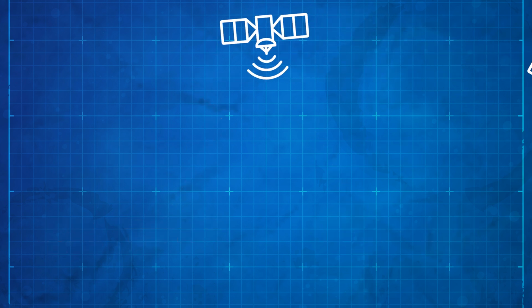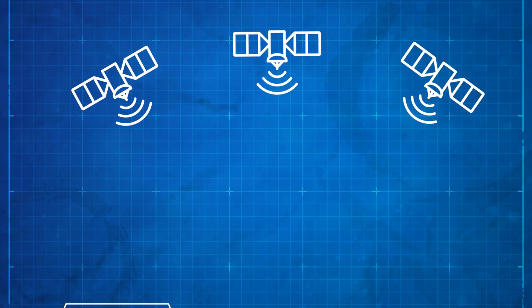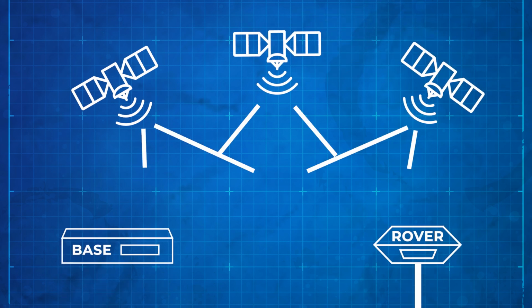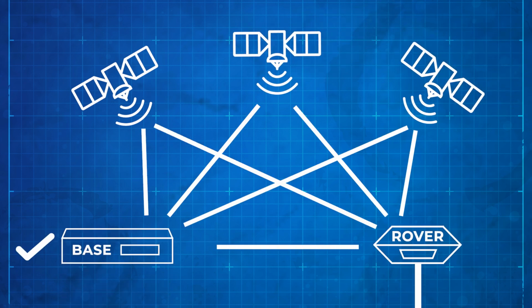Any RTK system, and the increased accuracy that comes with it, requires a base and a rover in order to work. The stationary base knows exactly where it is, so if it receives data that doesn't line up due to any sort of interference, it tells the moving rover exactly how much the current data is off by, and the receiver can correct its information accordingly.